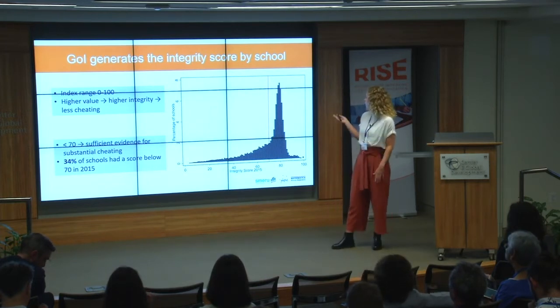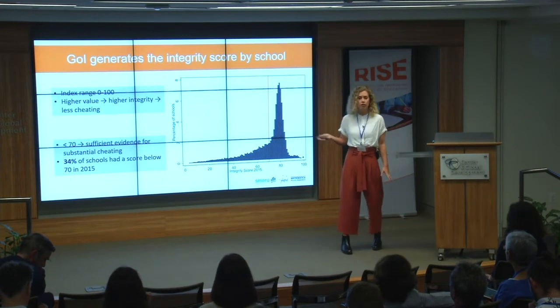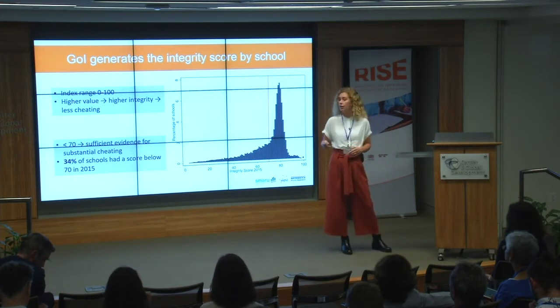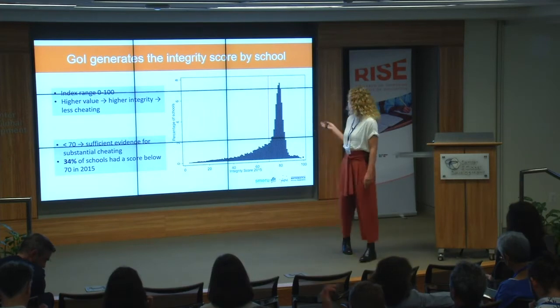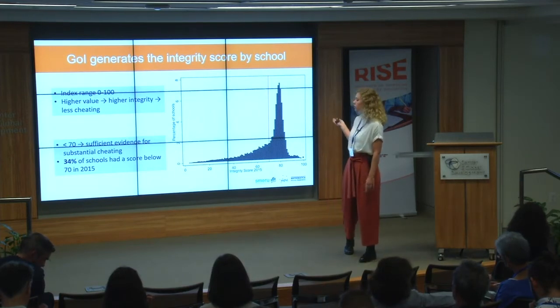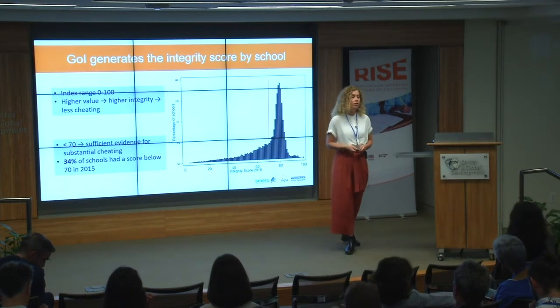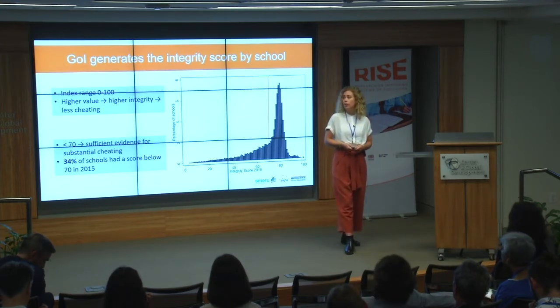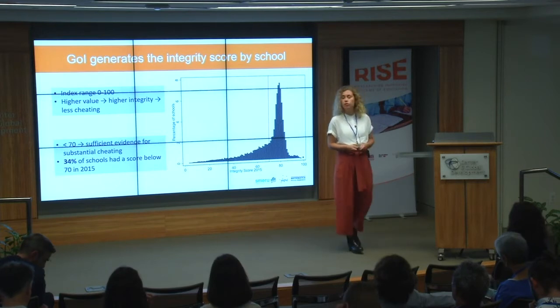Here in the graph, you see the distribution of the integrity score, with the red line indicating the 70 cutoff value. Most of the schools actually have a score around 80, but as much as 34% of the schools have a score below 70 in 2015.